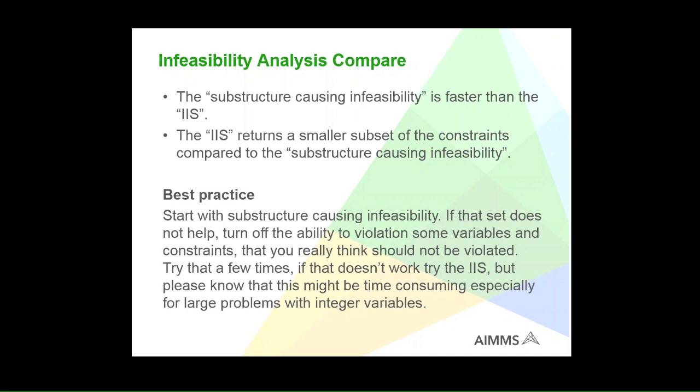What I normally do is I try to start with a substructure causing infeasibility because that's a quicker way. If that doesn't help, then I turn off the ability to violate some variables and constraints that I don't think are the problem. And then I solve the model again, try to calculate the substructure causing infeasibility again, and see if I can find the solution in that way. If that doesn't work, then I try the IIS.